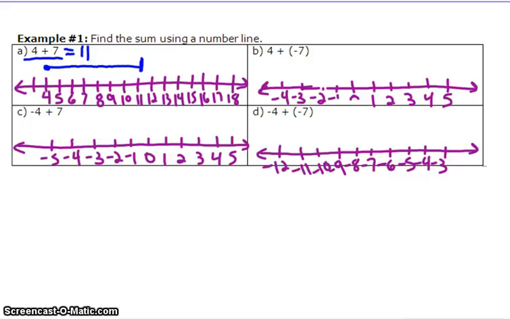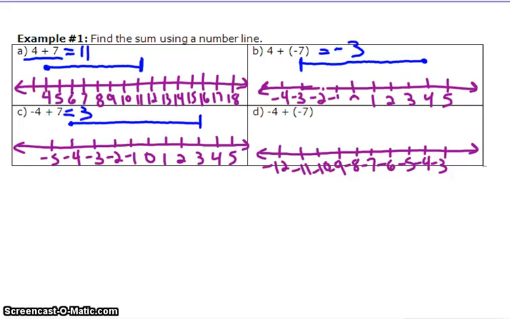B, I have 4 plus negative 7. So I'm still starting at 4, but in this case, since it's adding a negative, we're going to move to the left. So I'm going 1, 2, 3, 4, 5, 6, 7 spaces to the left, and I'm at negative 3. So 4 plus negative 7 is negative 3. C is negative 4 plus 7, so I start at negative 4, and since I'm adding positive, I'm going to the right 7 spaces. 1, 2, 3, 4, 5, 6, 7. So I'm at positive 3.